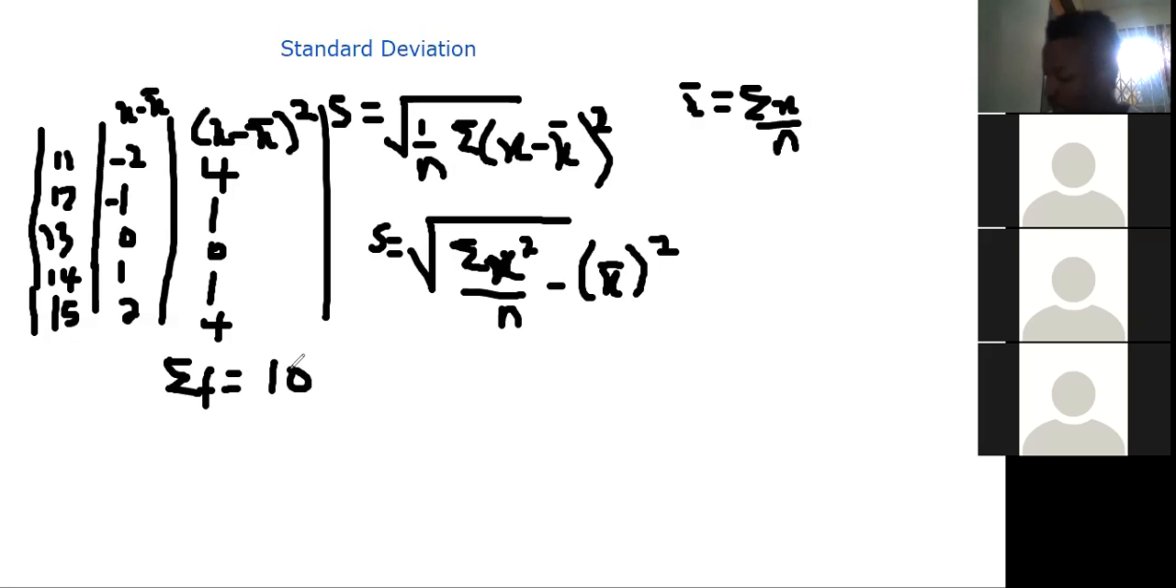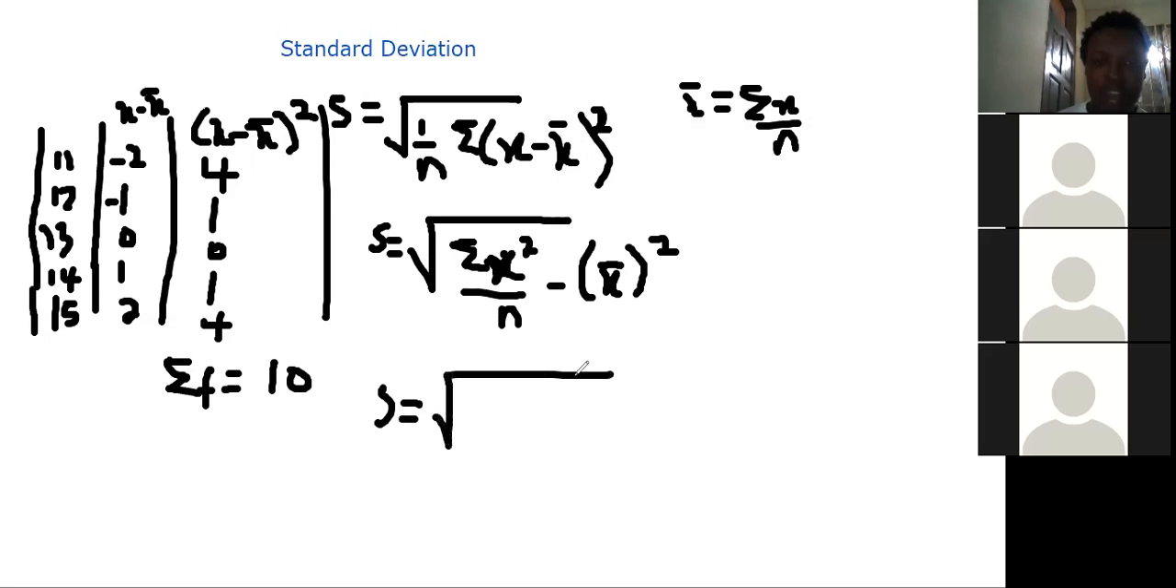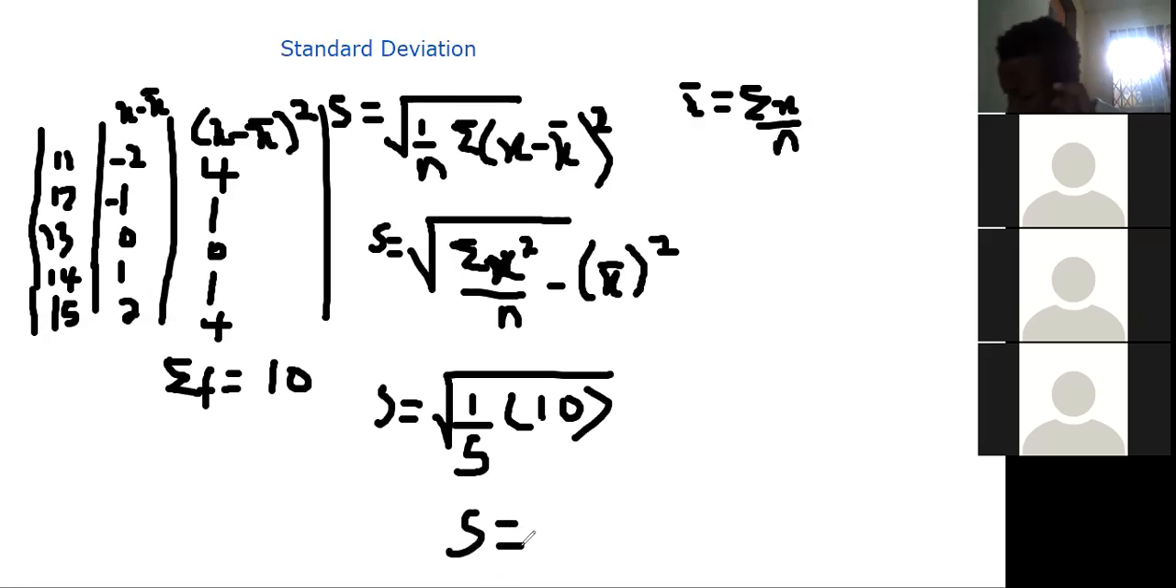And so when we get 10, then simply we can just substitute that into our formula. So this will be 1 all over n. There are 5 and 5, so 1 all over 5 into bracket 10. So s will be equal to. What are you getting for x?